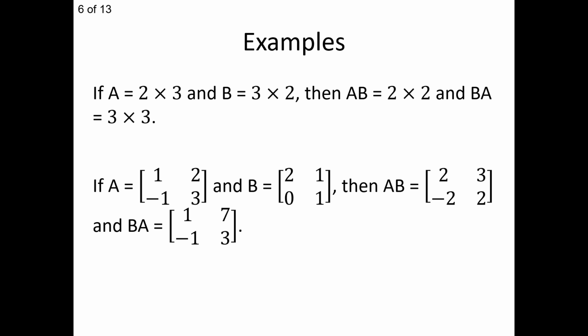What does it mean if I take a 2 by 3 and a 3 by 2 to produce a 2 by 2 matrix? What does that actually interpret? What does that tell me? We'll get to that later.